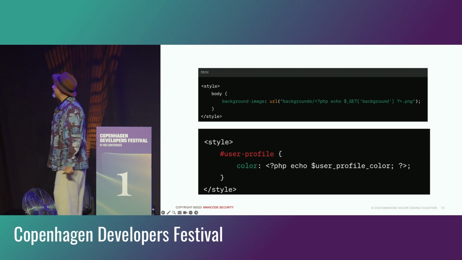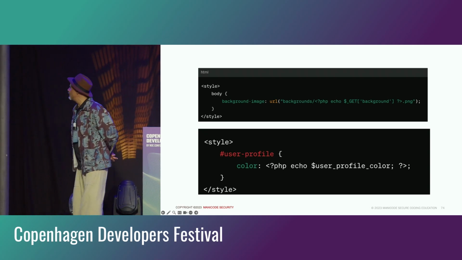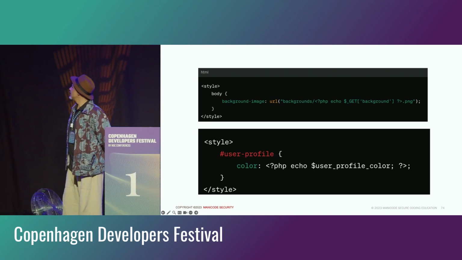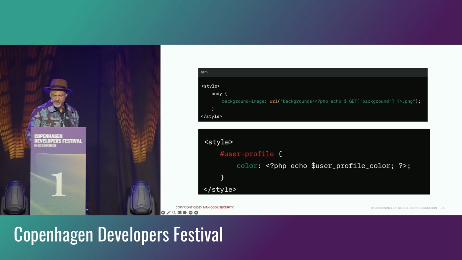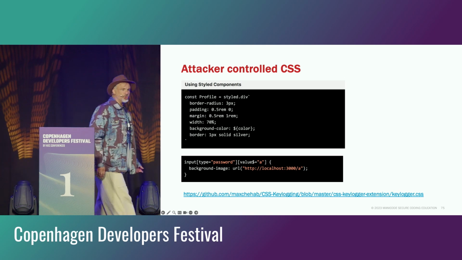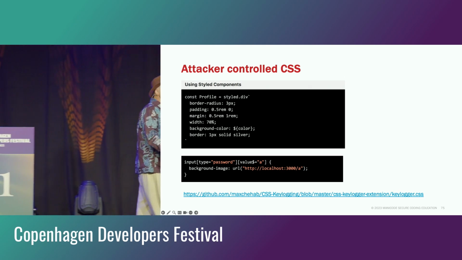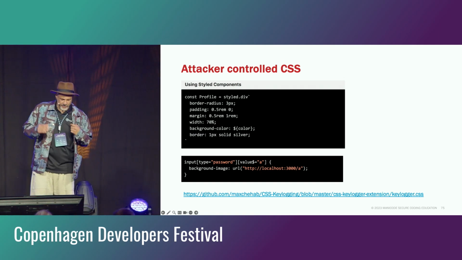Okay, so background image, background, PHP echo, get background. I can now modify the whole background image and inject code. Or I have a color where I'm just dumping in the user profile selected color. I can modify that whole CSS block. And so when you give me attacker-controlled CSS, here's a legacy attack. It doesn't work so much, but it gives you an idea of what these problems are.